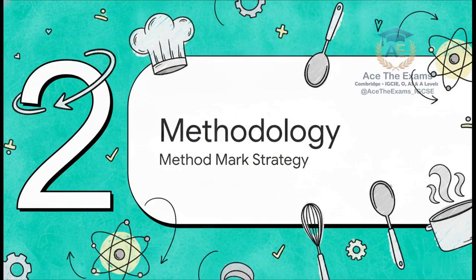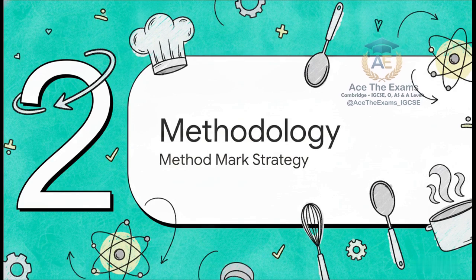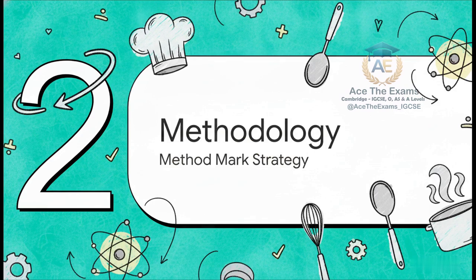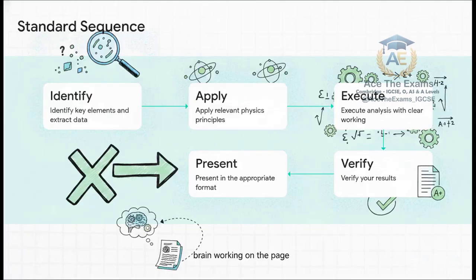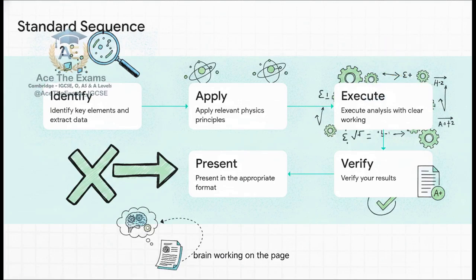Moving on to Act 2, the Method Mark Strategy. This is where we start cooking the analysis using a very specific tool called the PEEL framework. Your process here is quite literally just as important as your final answer. Systematic processing in nuclear physics has to follow a highly standardized sequence.